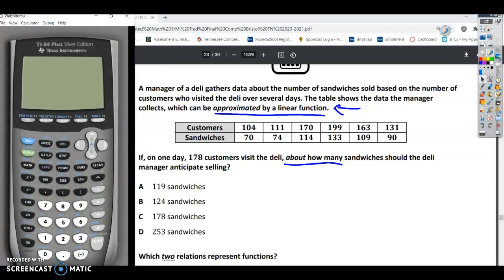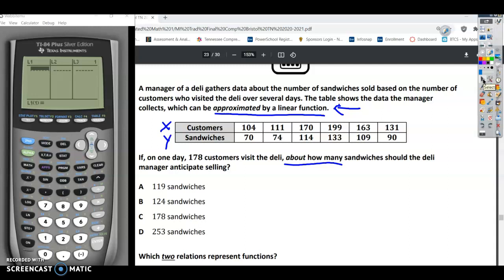All right, because we can look at this and kind of guess based on these numbers up here, but it's better if you let your calculator help write an equation for you. So if we go to Stat, Edit, I'm going to put my numbers in my L1 and L2. We're going to put customers, or our X, in L1 and the number of sandwiches in L2.